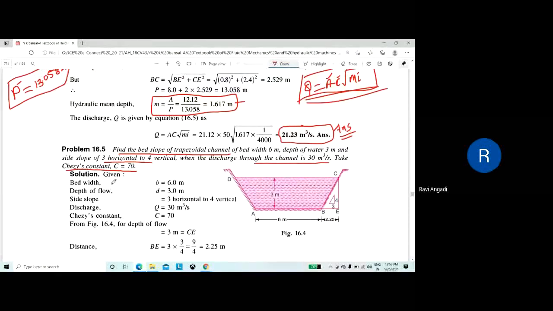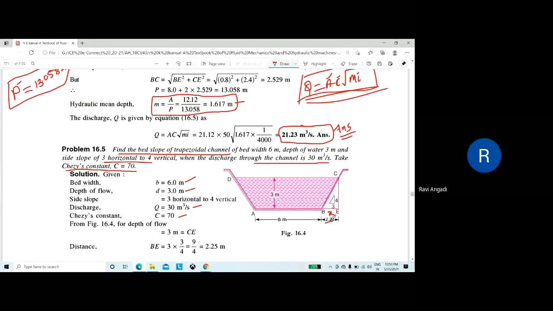Write down the bed width 6 meter, depth of flow 3 meter, side slope 3 horizontal to 4 vertical. Discharge is also given, Chezy's constant is given. For the depth of flow 3 meter, calculate the length of BE, the triangular base. I take it as X, and here the option is 2.25. Just cross verify whether this answer is right or wrong. Don't take it blindly. Try to check this answer.